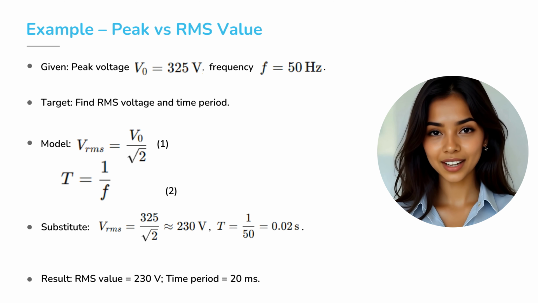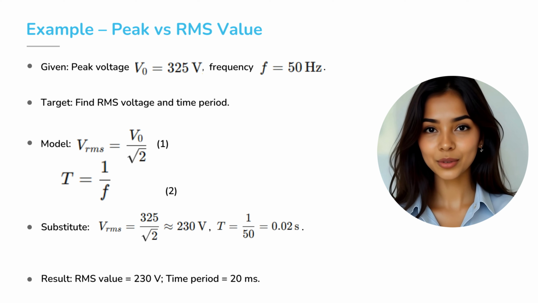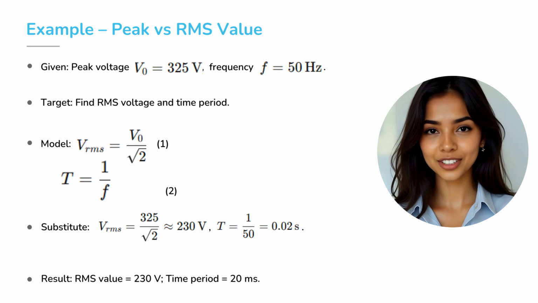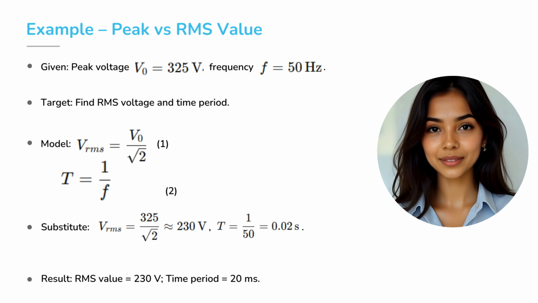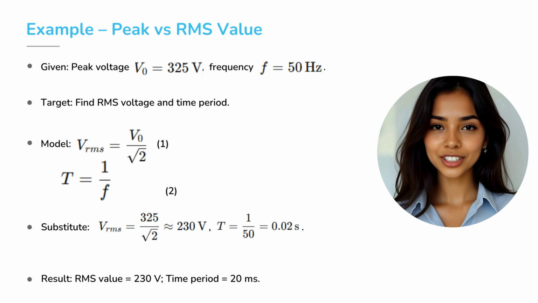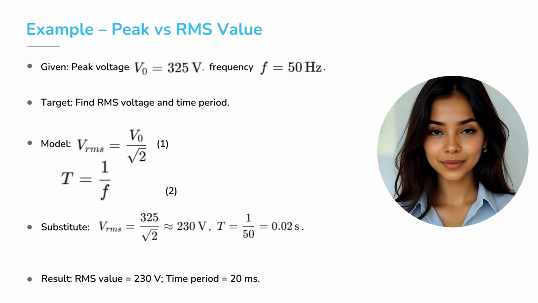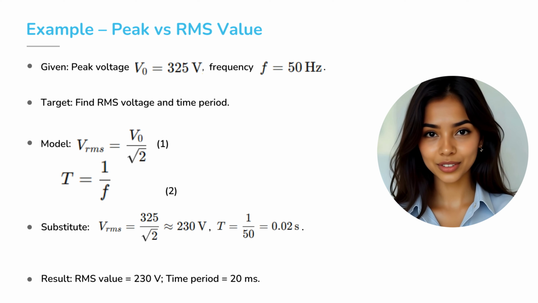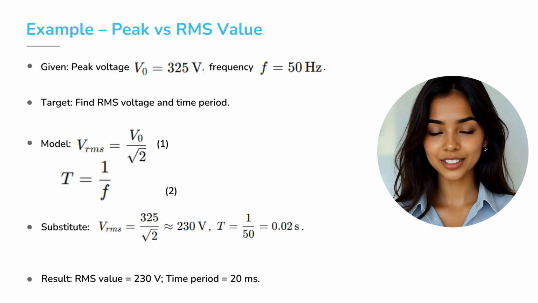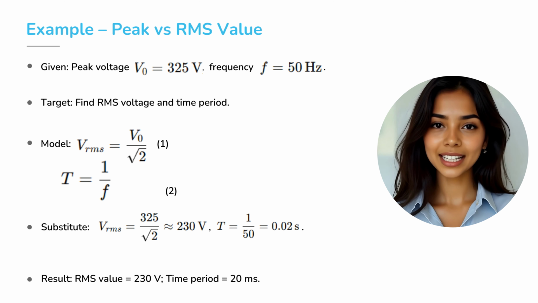Let's substitute the values. V_RMS equals 325 divided by √2. Solving this gives approximately 230 volts. For the time period, T equals 1 divided by 50, which is 0.02 seconds. If we convert that into milliseconds, it comes out to 20 milliseconds. So the result is clear: the RMS value is 230 volts and the time period of the alternating voltage is 20 milliseconds.